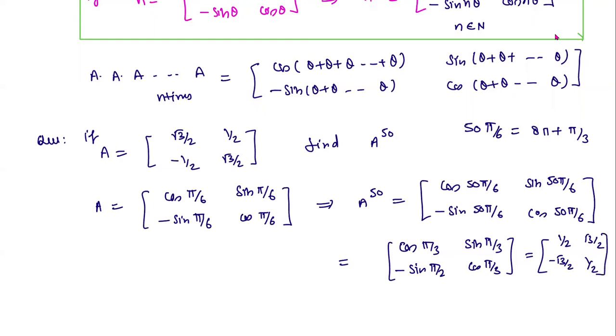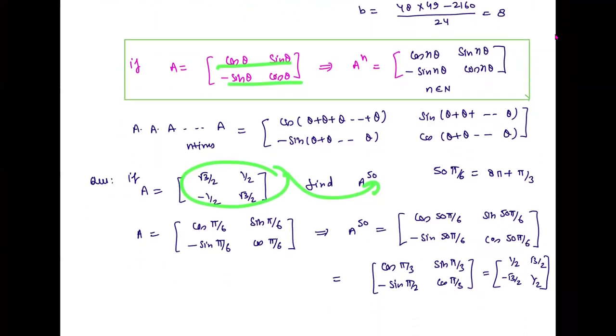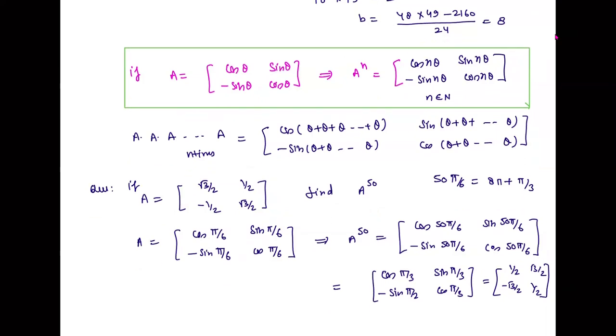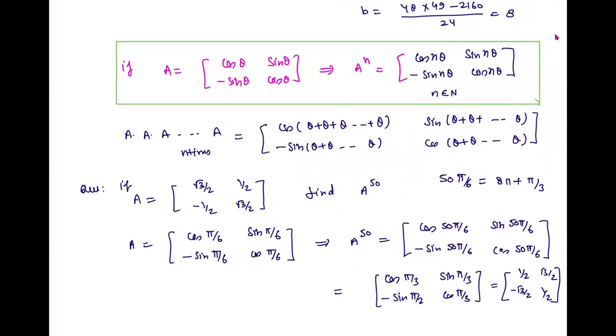Suppose we don't know this. Then you need to multiply up to 50 times. It is not that easy. That's why if we have cos theta, sine theta, minus sine theta, cos theta, and you need to simplify A power n, then we directly use this. Am I correct? Yes, sir. Any doubt? No, sir. You get this concept? Yes, sir.